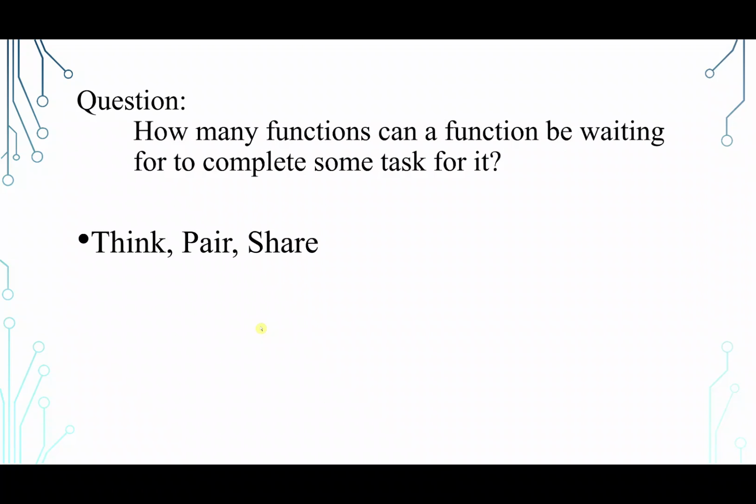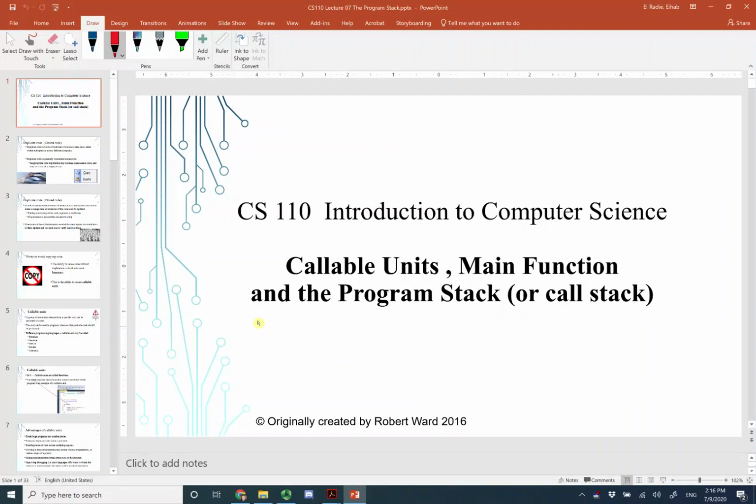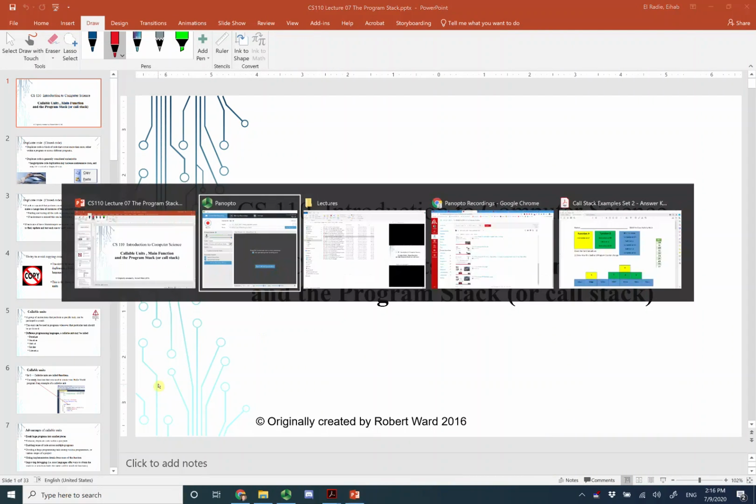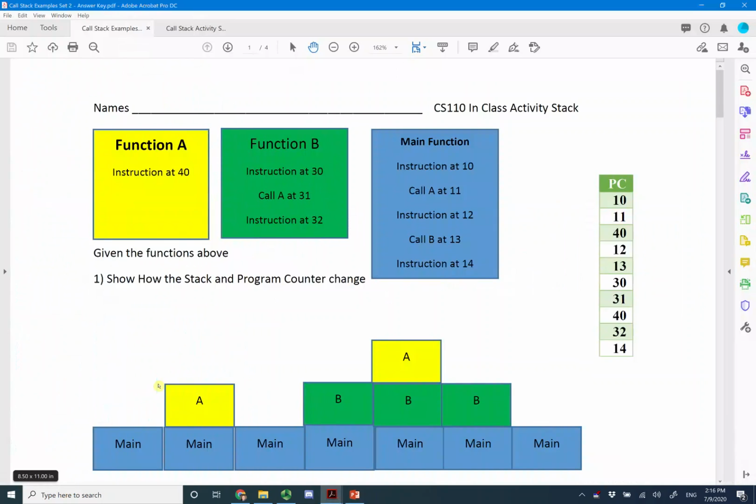For the other one, the function can be waiting for so many functions, depending on your program and how you designed it. And again, as long as the memory, the RAM, can handle this amount of functions. Okay, now we're done with the slides, and let's go to the call stack examples.